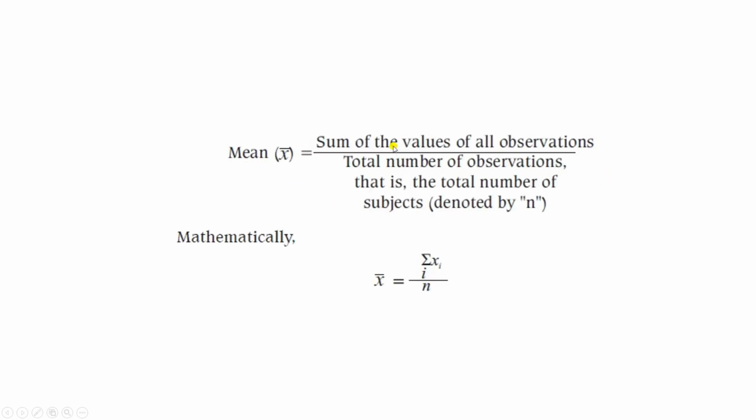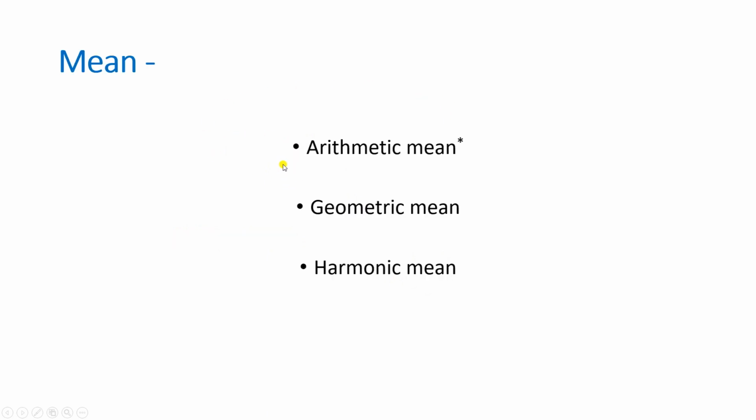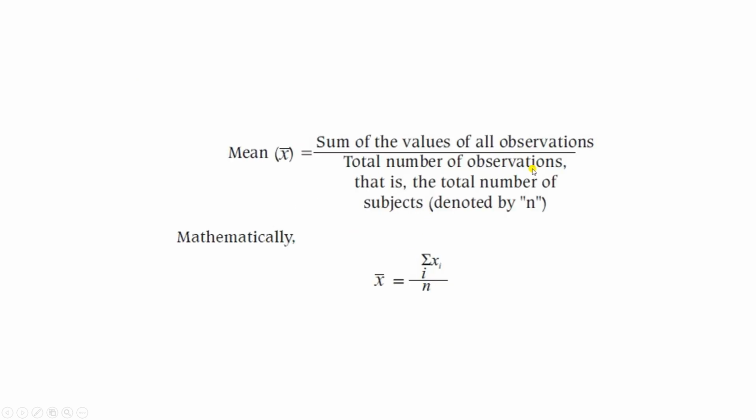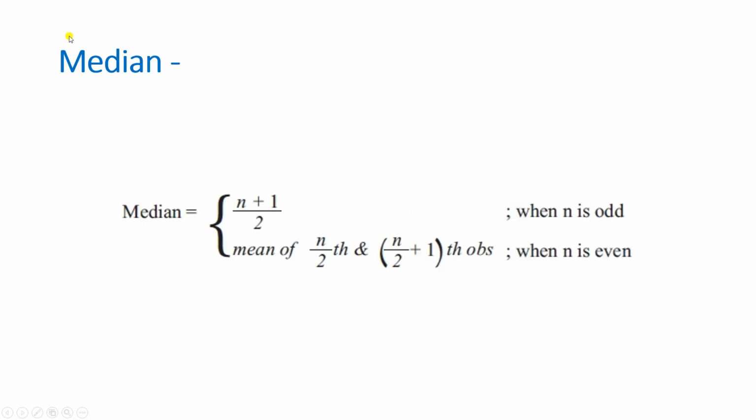So mean is the sum of all the values of all observations divided by the total number of observations, that is the total number of subjects, denoted by n. So this is the formula. If I want to know the average age of all the students in your batch, I have to add up the age of individual students and divide it by the number of students present in the class. That will give my mean or average age. So this is the arithmetic mean. This is simplest. What about median?